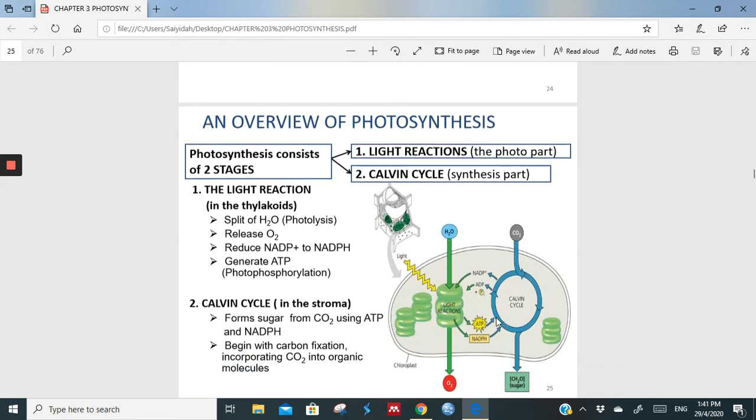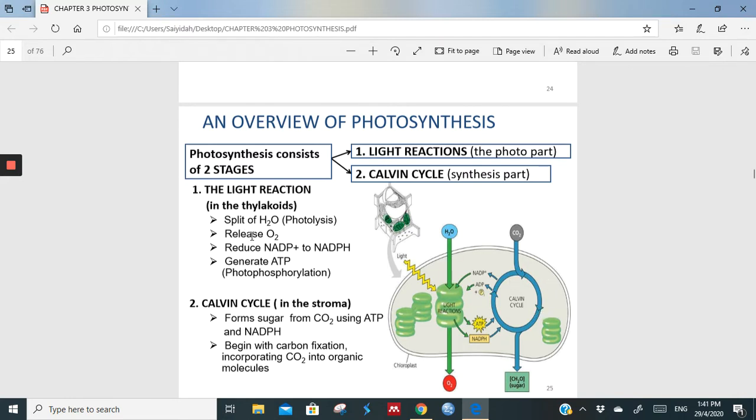This is the overview of photosynthesis. As you can see, this is a picture of a chloroplast inside the plant cell. Inside the chloroplast we have the chloroplast membrane, and these are the thylakoids, and this is the Calvin cycle that occurs inside the stroma. The liquid inside the chloroplast we call stroma. The light reaction occurs inside the thylakoids, and the Calvin cycle occurs inside the stroma.